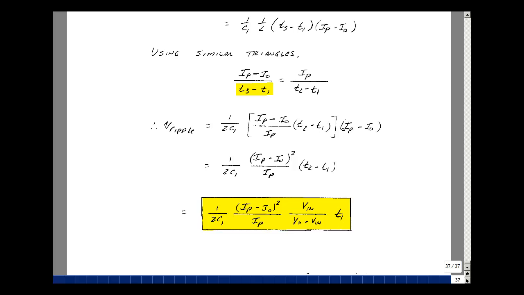And this was a presentation of the PSpice simulation of our inverting regulator, and also an explanation of how a step-up or boost converter works.